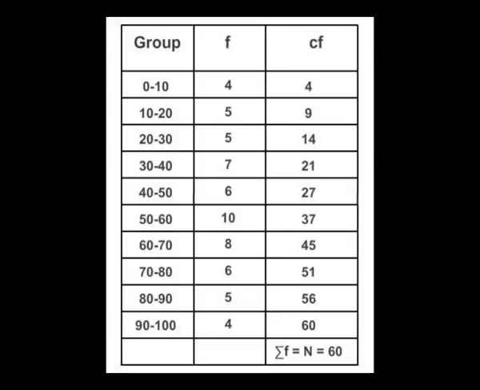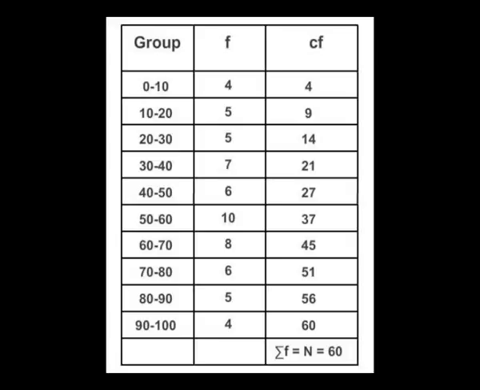As shown in the frequency table, two numbers are shown in the first column. The upper limit of one group is the same as the lower limit of the next group. For example, the upper limit of one group 10 to 20 is 20, which is the lower limit of the next group 20 to 30, making 20 appear in both the groups.